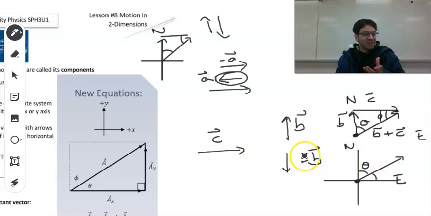Okay, but this is all easy to do if our vectors are up, down, and left, right. You can just connect them together, and you have a nice right-angled triangle where you can use SOHCAHTOA, your trig ratios, and you can use Pythagorean theorem.